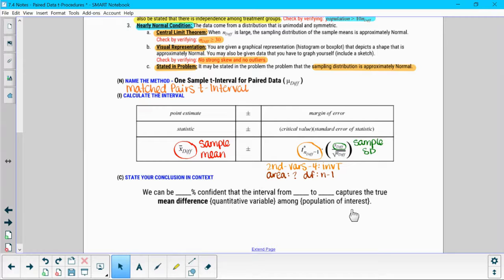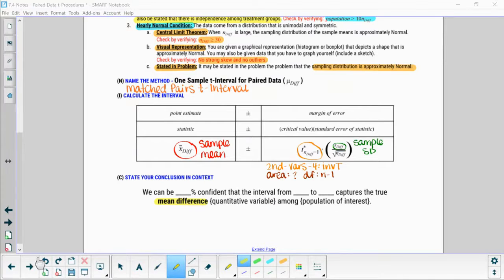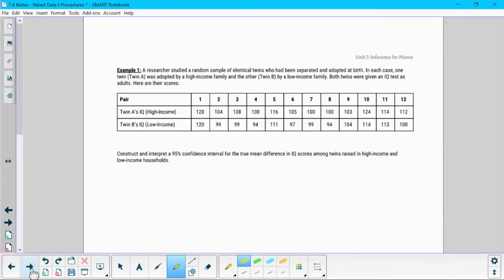The exact same formula from one sample t interval. This time we are just using our data set as the differences. We can be blank percent confident that the interval from lower bound to upper bound captures the true mean difference. Again, very, very important, we're finding a mean difference in the quantitative variable among the population of interest. So I prepared ahead of time, and I have our confidence interval question following the confidence interval portion.